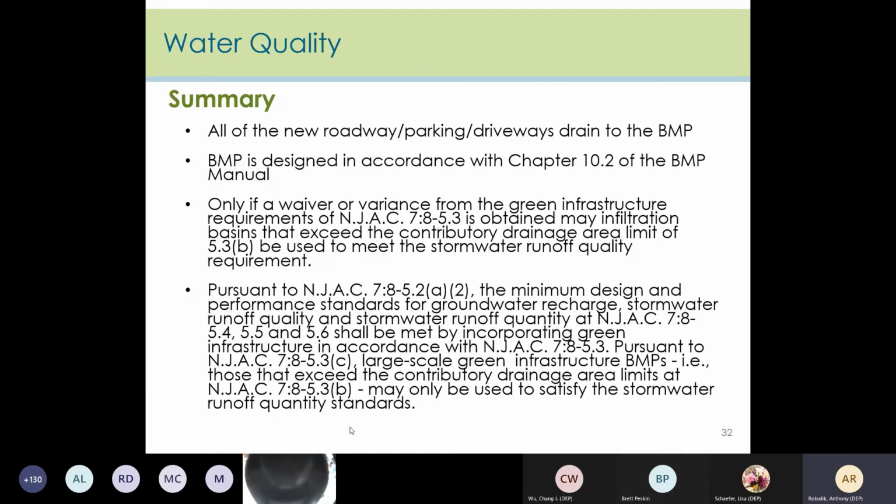So here's the water quality summary. If there are trench drains capturing runoff at the lowest point on both sides of the site and everything else is piped to the basin, all runoff will go to the basin, and it's going to get that 80% TSS, so they meet water quality.